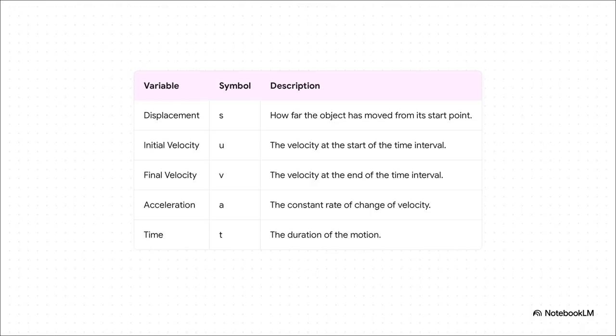So these concepts give us 5 key variables that physicists use for any motion with constant acceleration. We use the symbols s, u, v, a, and t. And these 5 variables, they are the absolute foundation for every single calculation we're about to dive into.